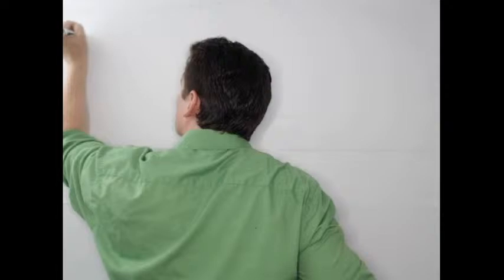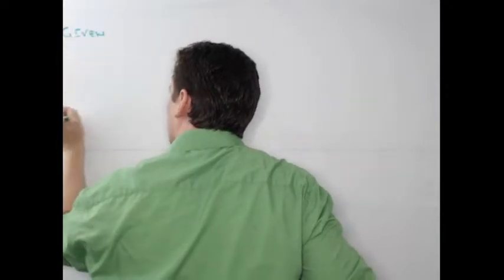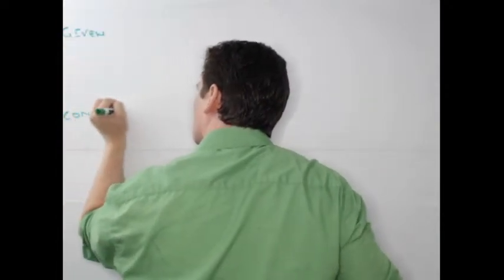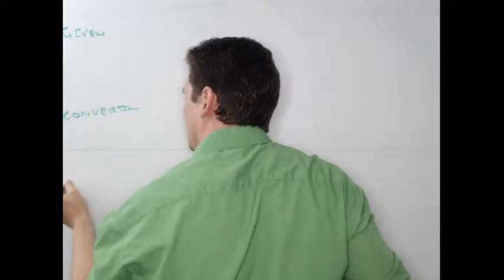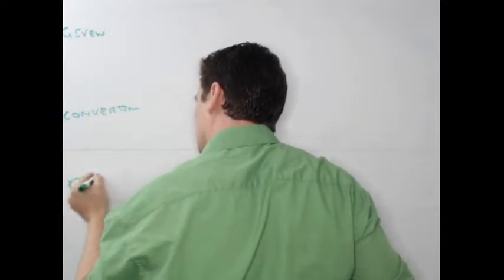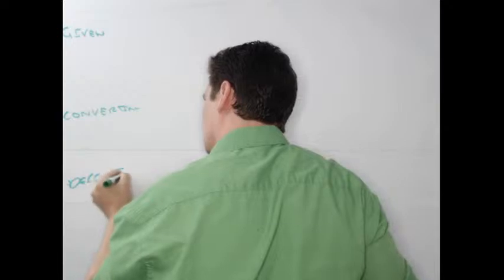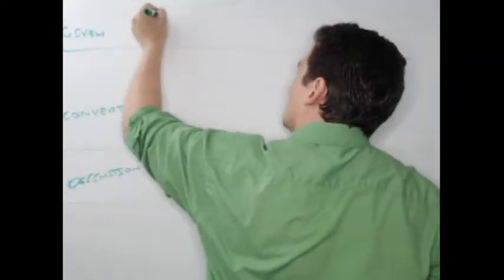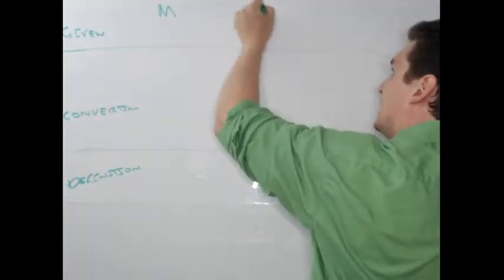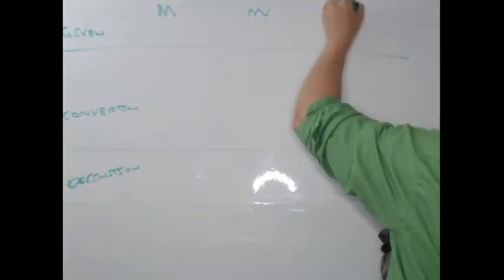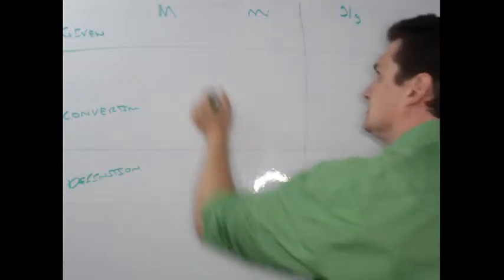We've actually got 3 parts. Part 1 is what we're given. Part 2 is converting. And part 3 is just a definition. So we've got molarity, big M, molality, little m, and our weight fraction.